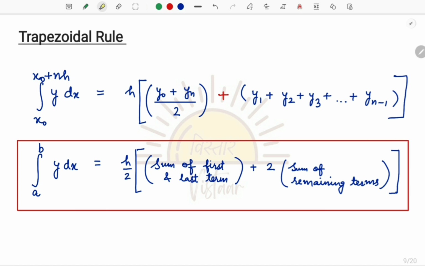And we found out that the trapezoidal rule denotes that integral of y dx from the limits a to b, we will get h by 2 times the sum of the first and the last term plus 2 times the sum of the remaining terms. Now let's solve a few examples for this trapezoidal rule.